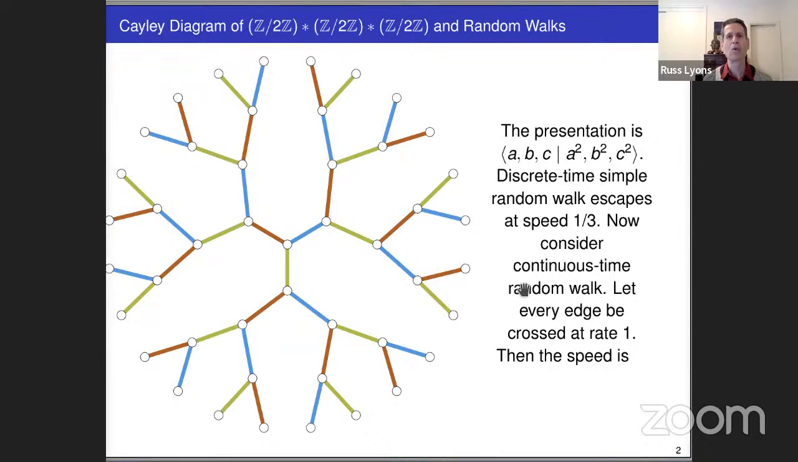Okay, so now what we're going to do is consider the actual type of random walk that I'm concerned with in this talk, which is continuous time random walk. Each edge is crossed at rate 1. So in other words, there's a Poisson process of rate 1 for each edge. And whenever the walker is at a vertex, the first edge to ring that's incident to it is crossed. So in this case, again, time is continuous, but I do the same thing as before. What is the limiting speed now?